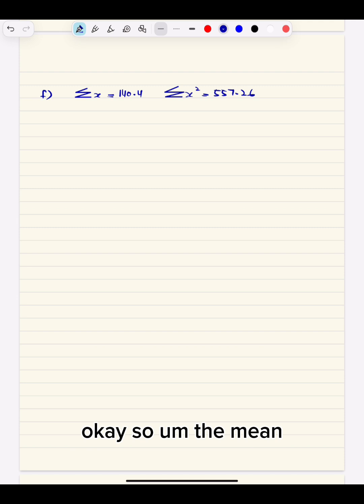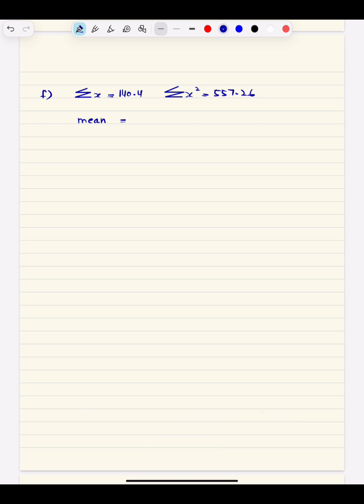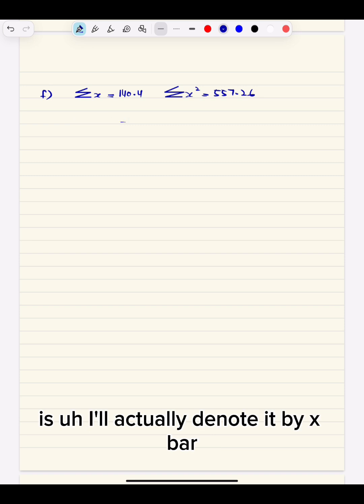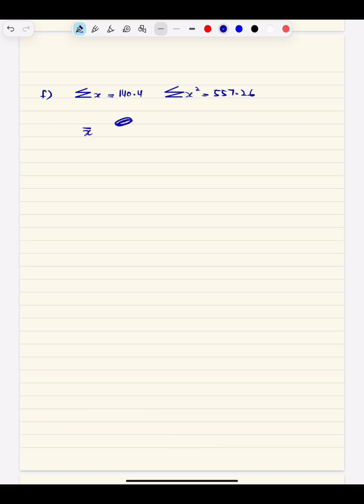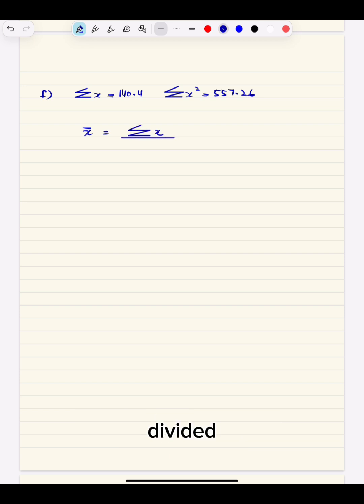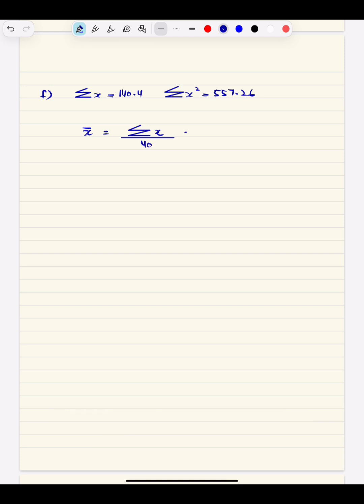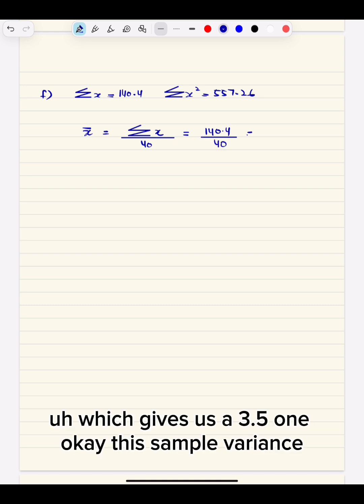So the sample mean, I'll denote it by x bar, is the sum of all the observations divided by the total entries, which in this case was 40. So 140.4 over 40, which gives us 3.51.